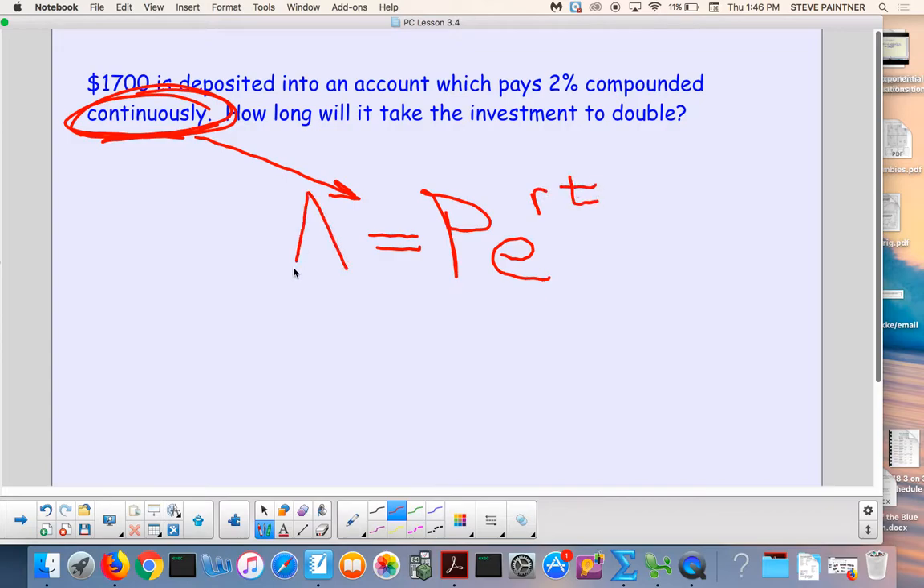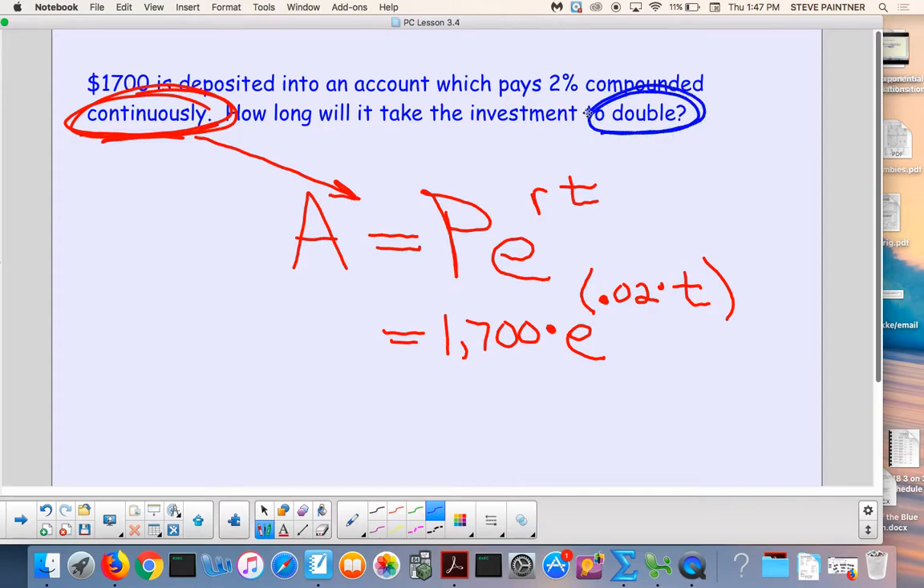And then this is the formula we used in section 3.1. P is how much you invest. What'd you invest? $1,700, right? Times what number? E. Raised to what power? 0.02 T. Times how many years does it take your money to do what? You want to double your money. Well, if you double this number, what do you want it to be? $3,400, right?